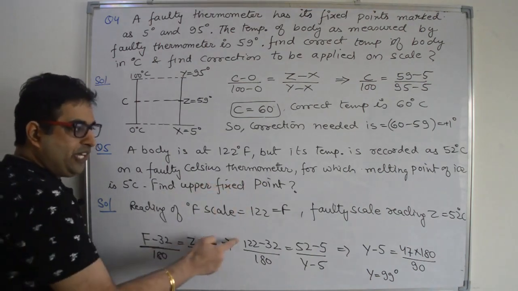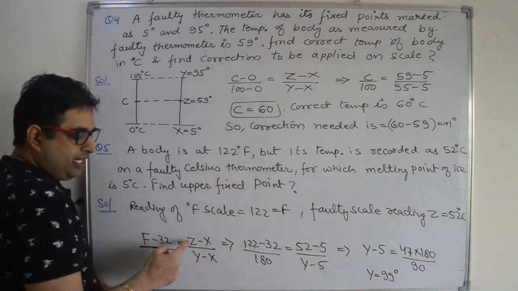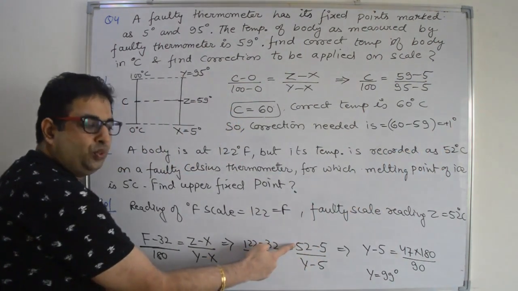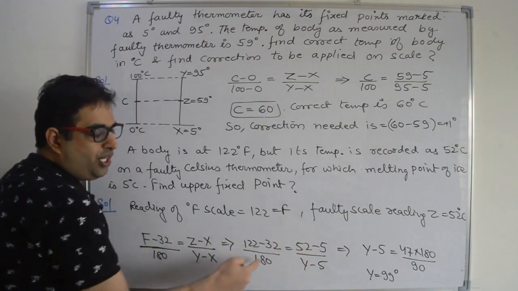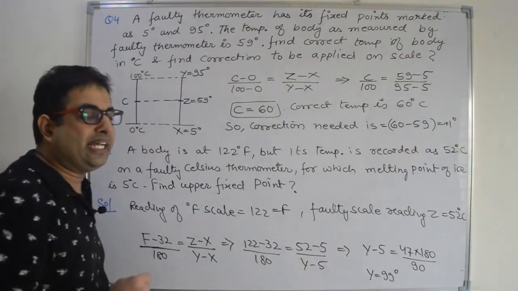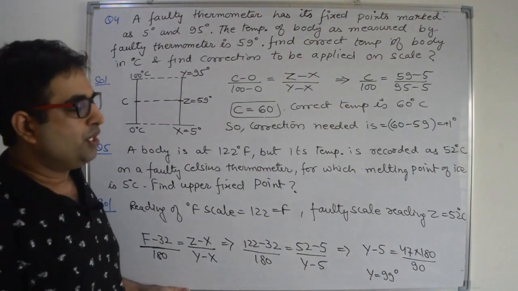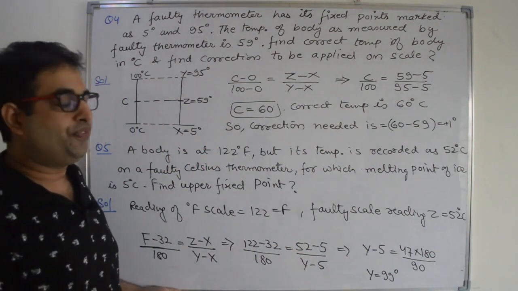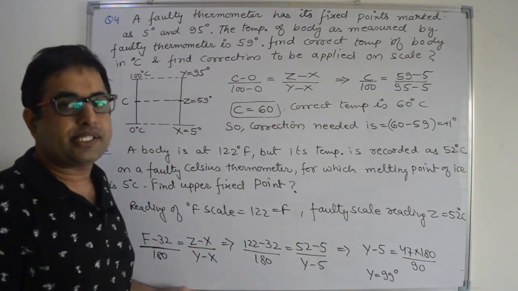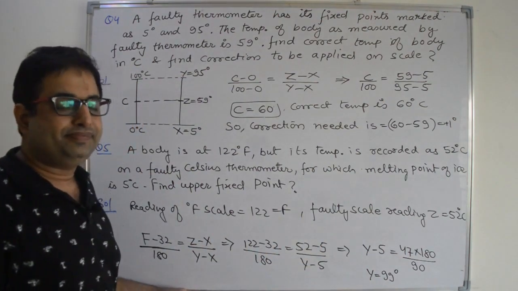So put the value of F as 122. Z, the reading of the faulty thermometer, is 52, and solve it and find out the value of Y. You will get Y as 99 degrees Celsius. So the upper fixed point of this faulty thermometer is 99 degrees Celsius. Got this?